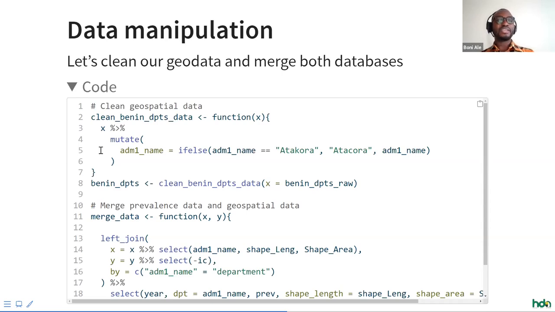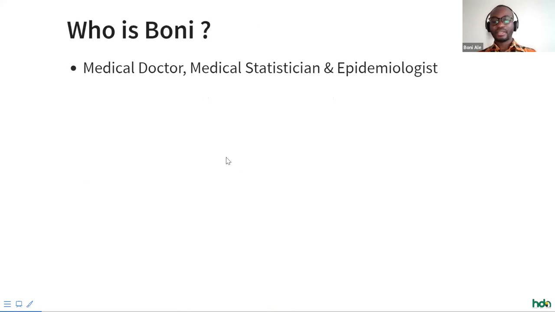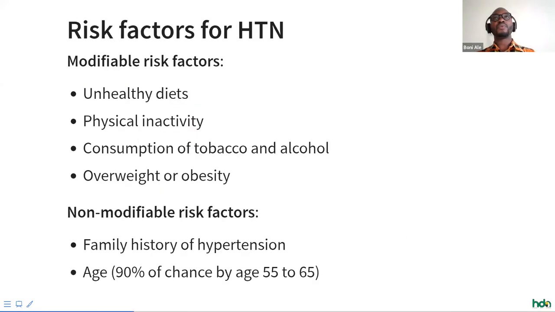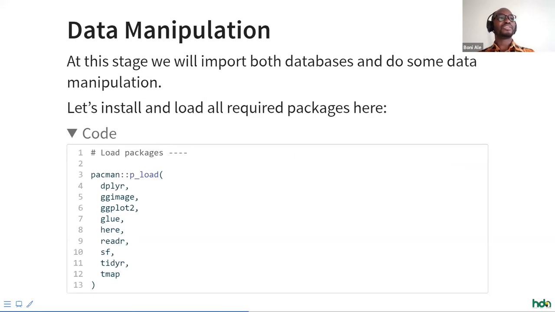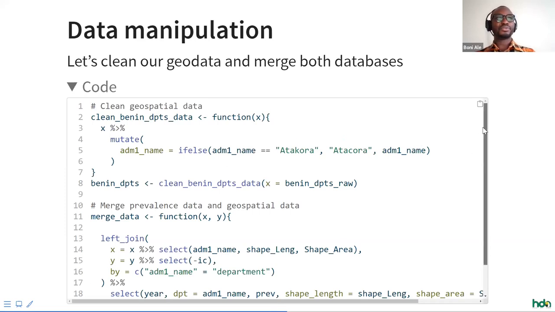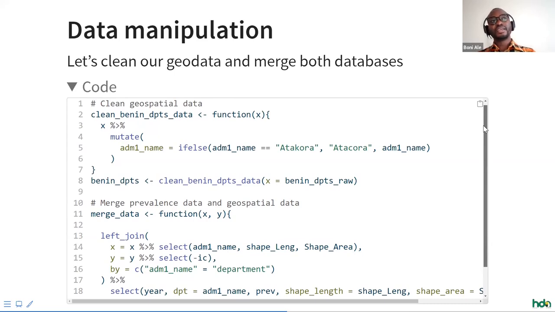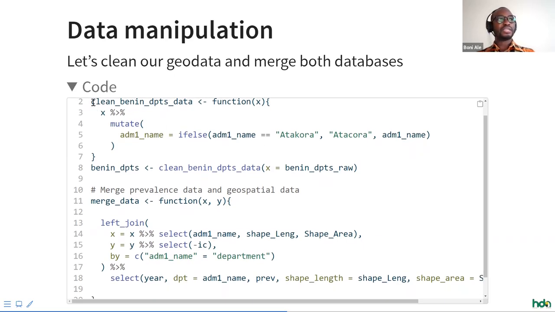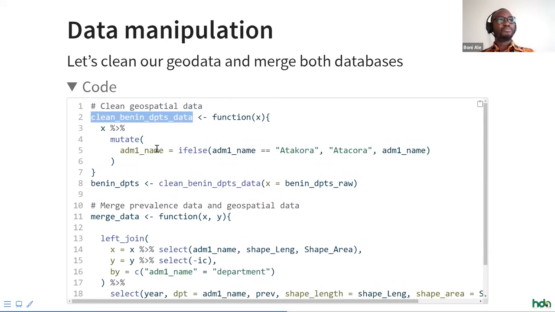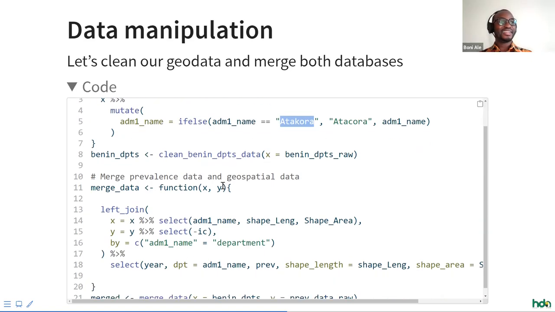Here I use a function to clean the data. Why I prefer to use a function is because you can reuse it easily, and you don't need to have a long code. Also, because I use targets, I don't know if you are used to that kind of workflow, it's easy for you to have a very short code. So this is the function that I use. I call it clean_benin_department_data. I started by changing the name of one administrative area, which is Atakora. For me, being from Benin, it is not written that way. So I've changed it, but it's not a big thing. It's just a small data cleaning process.